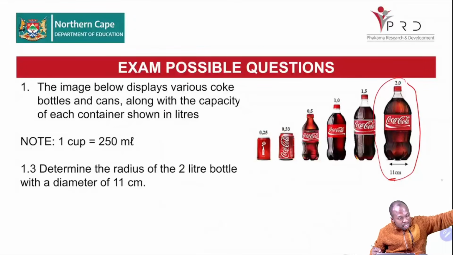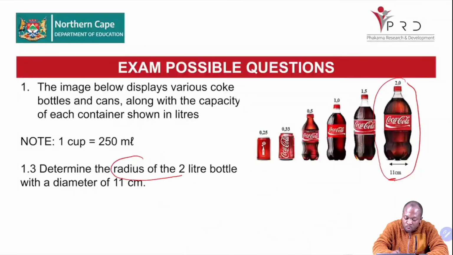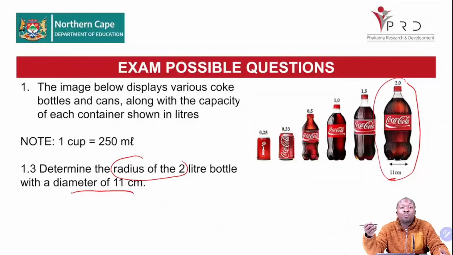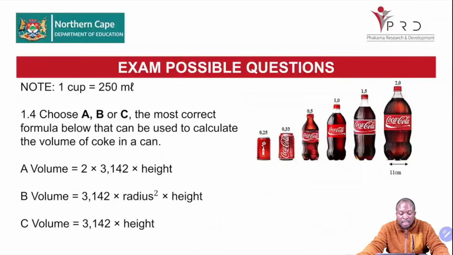Diameter is the line that divides the circle into two equal parts. It divides the circle into what? Two equal parts. So we are saying determine the radius of the 2-liter bottle with a diameter that is 11 centimeters. So what would be half of 11? You need to work that out.